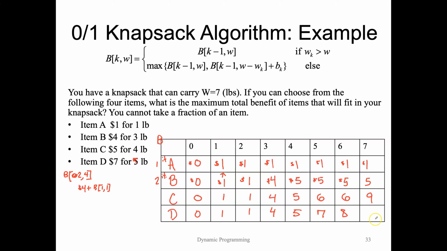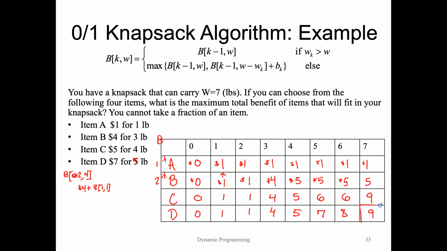And then now our backpack can carry 7 pounds. If we don't take item D, we get $9. If we do take item D, we get $7 for item D, plus an extra $1 for the remaining 2 pounds that we had, which means we would only get $8 if we take item D. So we'll keep the one which is better, which is not taking item D.